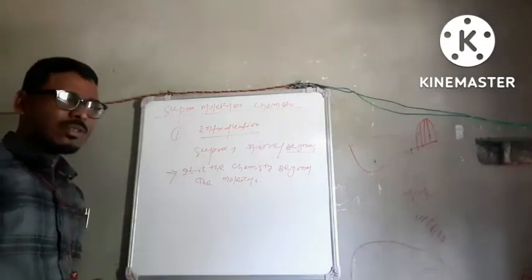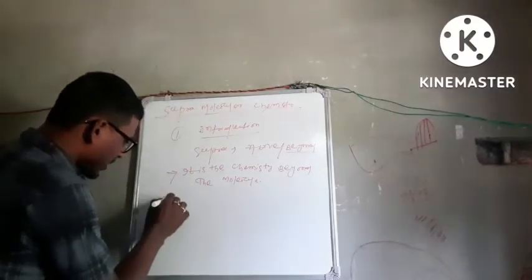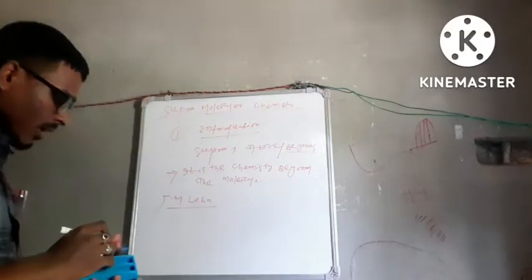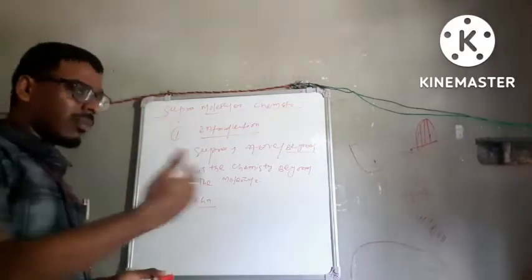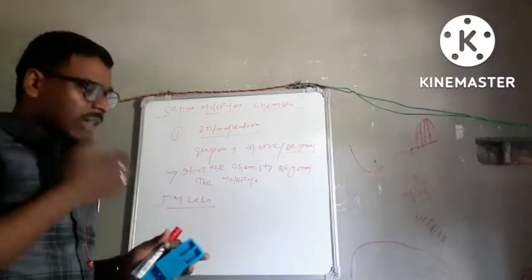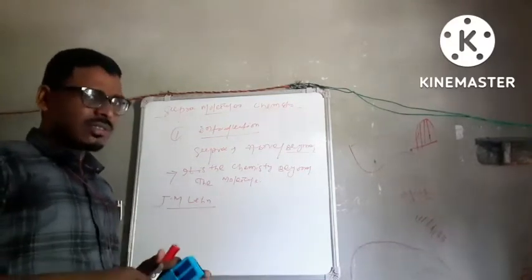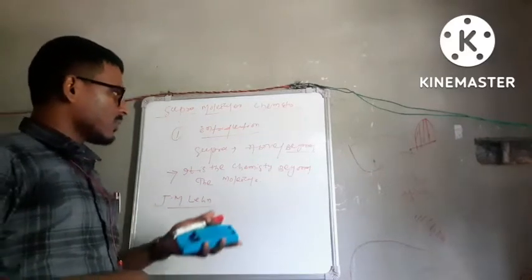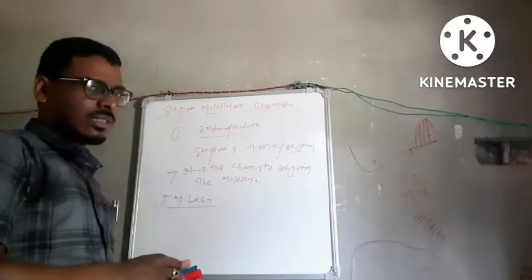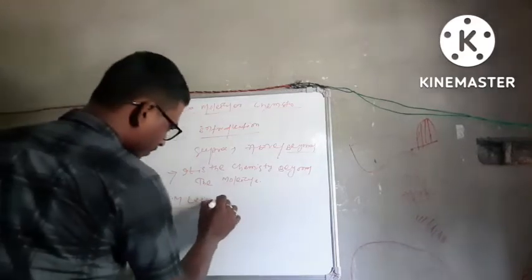But another definition is given by J.M. Lehn, that is Jean-Marie Lehn. It is the chemistry of intermolecular bonds, which are covering the structure and functions of entities by association of two or more chemical species. That is the other definition which is given by J.M. Lehn.